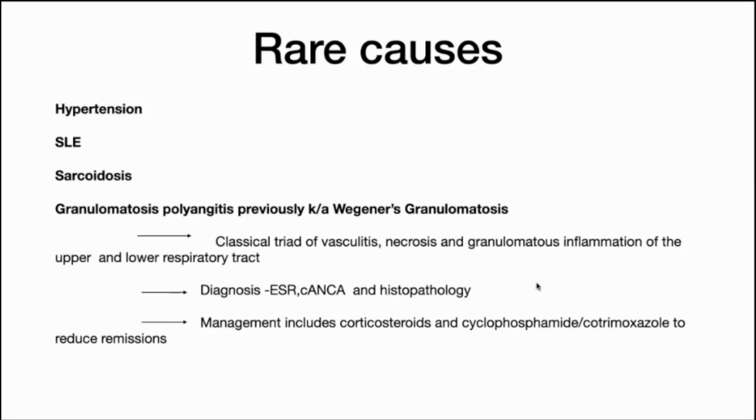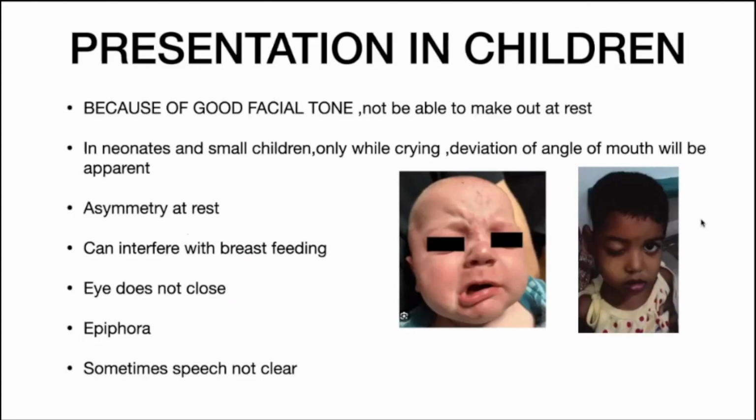Then SLE, systemic lupus erythematosus, sarcoidosis, and granulomatosis with polyangiitis, also called Wegener's granulomatosis. It's a classical triad of vasculitis, necrosis, and granulomatous inflammation of the upper and lower respiratory tract. Diagnosis is made by doing an ESR, a C-ANCA, and histopathology. Management again includes corticosteroids and cyclophosphamide.